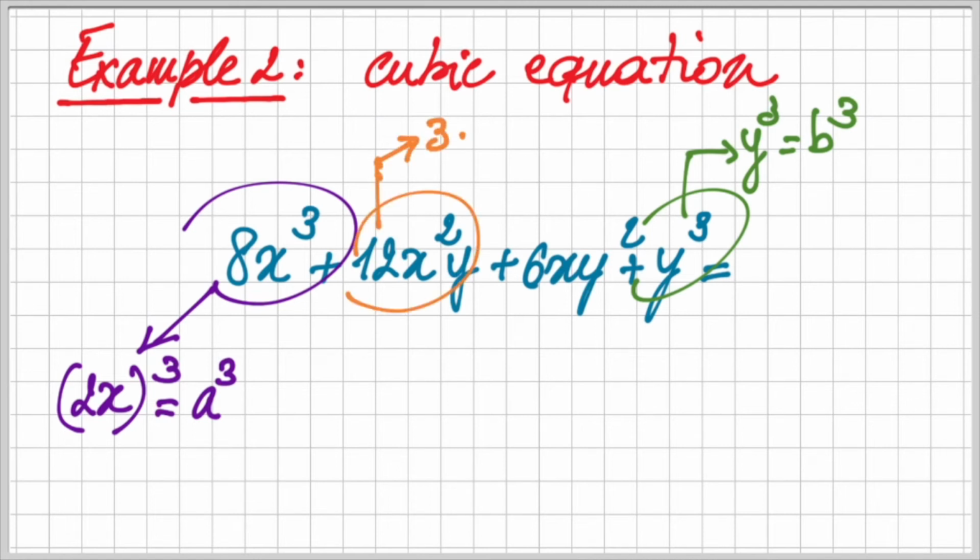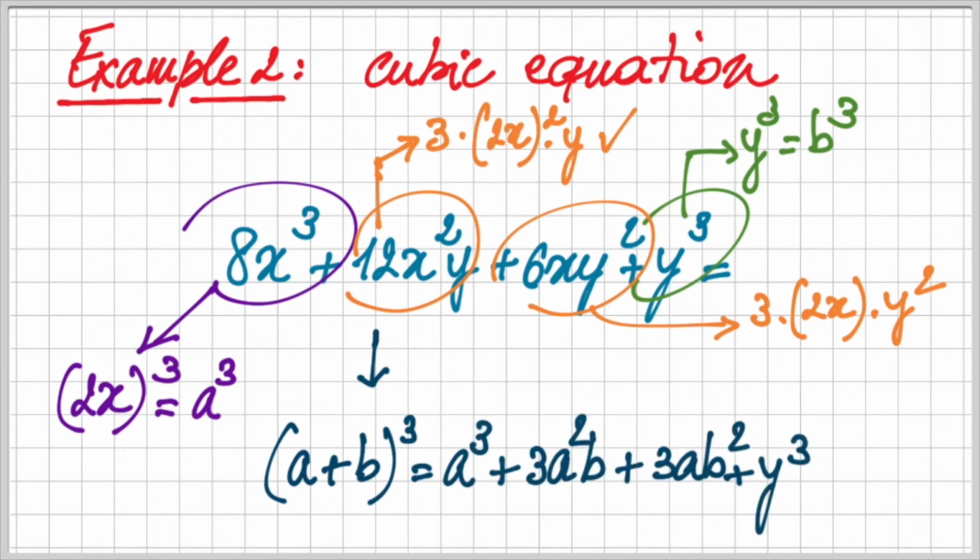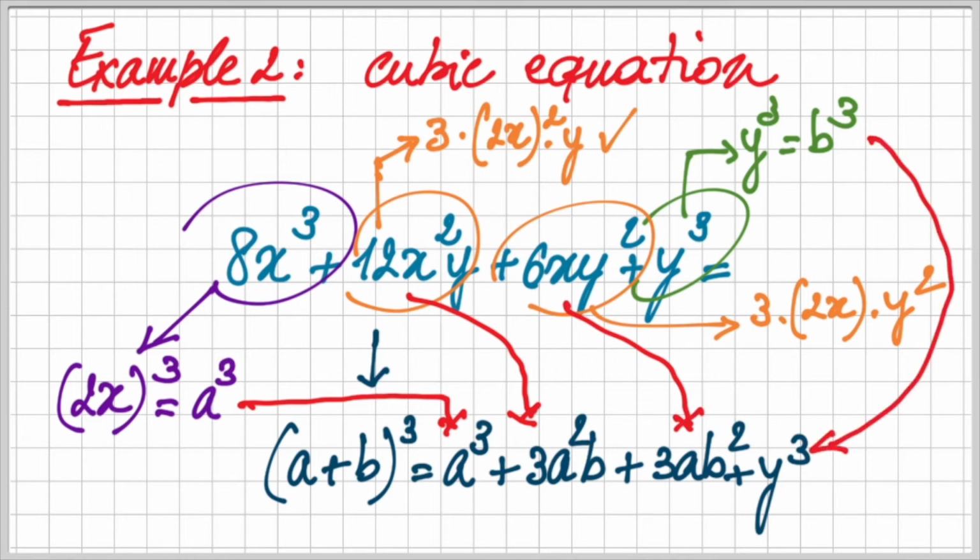Now we have to verify that the other terms comply with the expression. So 12x squared times y has to be equal to 3 times (2x) squared times y, which is correct. We do the same for 6xy squared, which we can write as 3 times 2x times y squared, which is also correct. So we can use the formula (a plus b) cubed is a cubed plus 3a squared b plus 3ab squared plus b cubed. We replace the terms in here, and we find the finalized form, which is (2x plus y) to the third power. So that's the cubic expression.